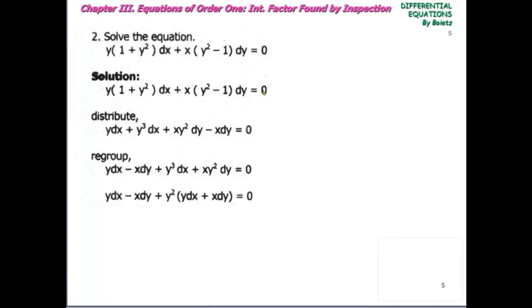So again, here, write the word solution, copy as is the problem, then distribute. This will become y dx plus y cubed dx plus xy squared dy minus x dy. So here, separate the direct integrable terms, wherein there is none here, you cannot integrate directly. Then group together whichever can be grouped. Here, the dx term and these two are grouped together. Then this one, y dx minus x dy, is here. And from the grouped terms, factor out the y squared, and y dx plus x dy comes out.